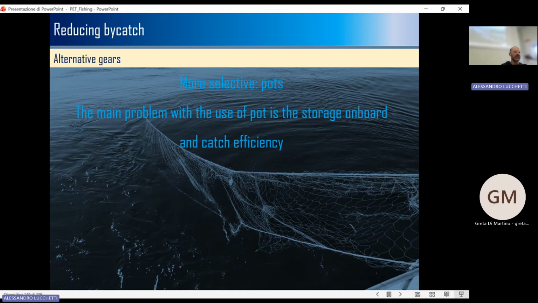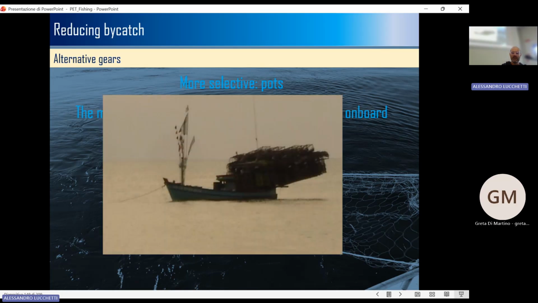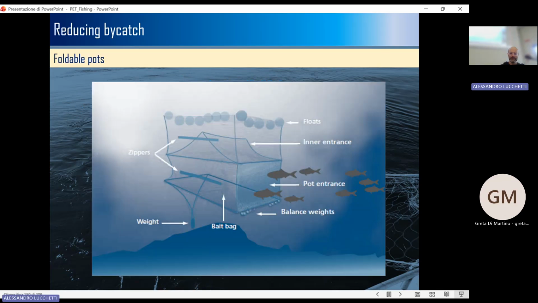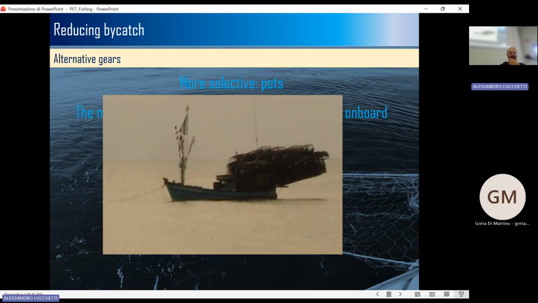You can use alternative gears instead of modifying the gear, such as alternative pots. Obviously, the problem with pots is the storage on board, like in this case. To improve the catch efficiency of the pot, you have to use several pots, but sometimes if you have a fixed frame, the space on board is an issue. That's why in the last 10, 20 years, they started working with flexible or foldable pots, like the one that you see here.